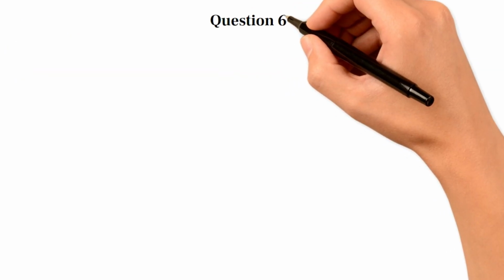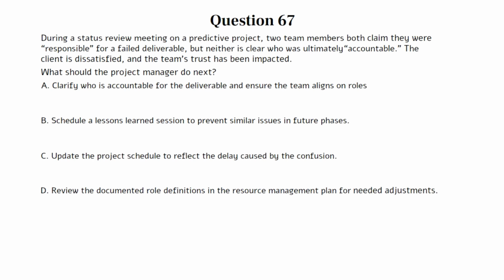Question 67. During a status review meeting on a predictive project, two team members both claim they were responsible for a failed deliverable, but neither is clear who is ultimately accountable. The client is dissatisfied and the team's trust has been impacted. What should the project manager do next?